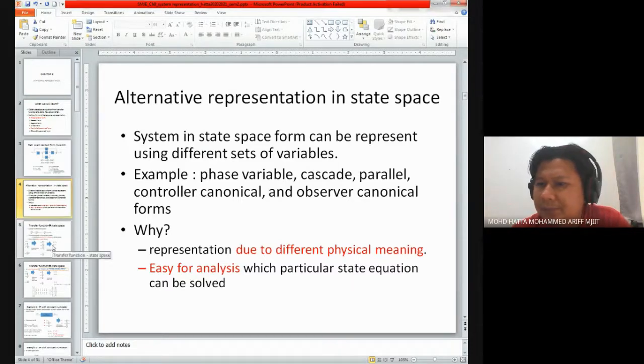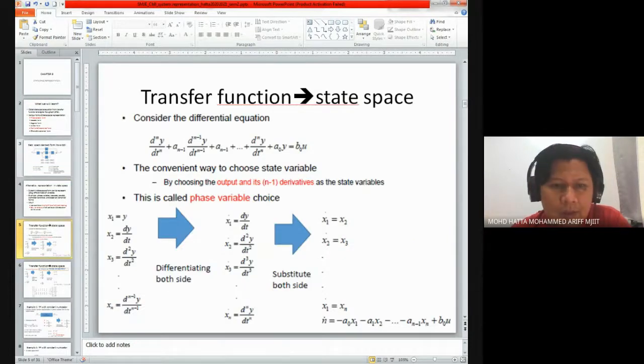Okay, I think I will try to skip this one. This is basically a transfer function turned into a state space. Of course, to go from a transfer function into a state space, first we need to consider our differential equation, and we can convert from a transfer function into a differential equation. Of course, from a differential equation we can also convert it into a transfer function. But if we have a transfer function and we try to convert it into a state space, the first thing we need to consider is converting the transfer function into a differential equation.